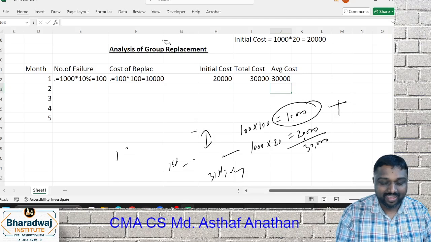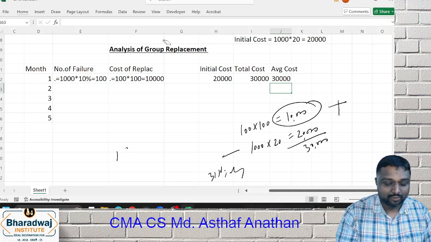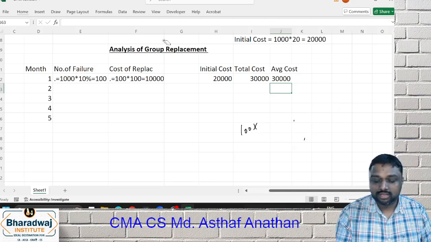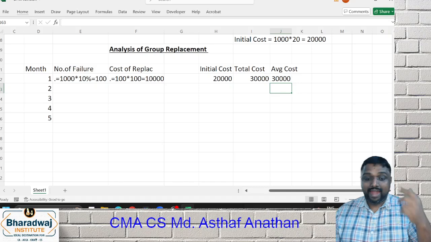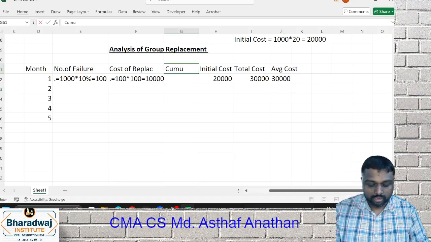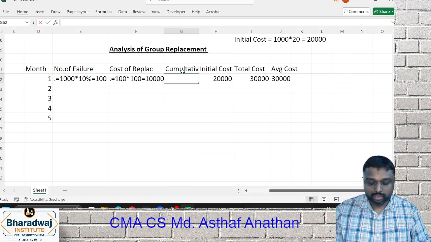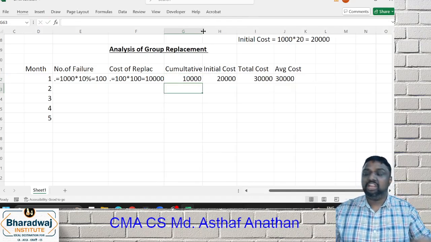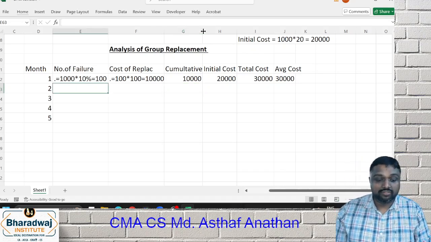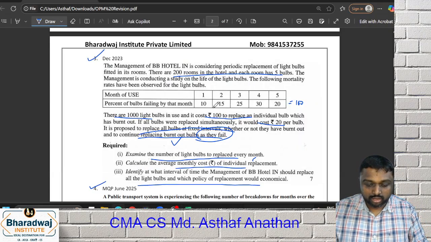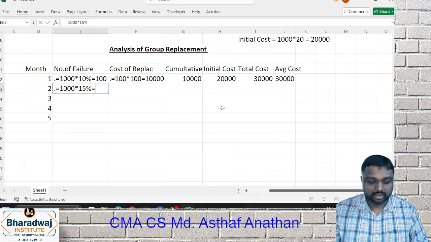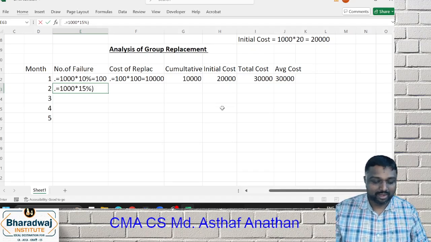I know you are ready. I am also ready. Even if you forgot, in this rapid revision we are going to discuss it for you, friends. In order to add each period, I am adding one column called cumulative, because this will be the cumulative of each, since we have to take the 1st month, 2nd month accumulation. Now, this is the format. Any question you can solve. 2nd month, what is the failure, friends? Our failure is 15%. So you will have 1000 into 15%.